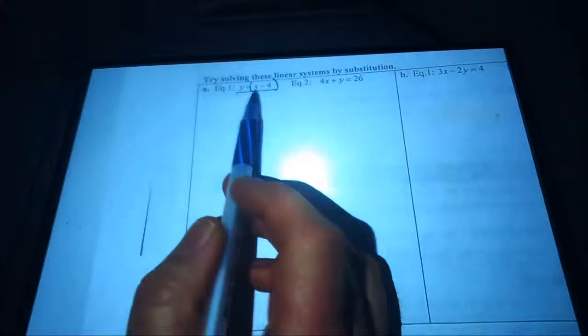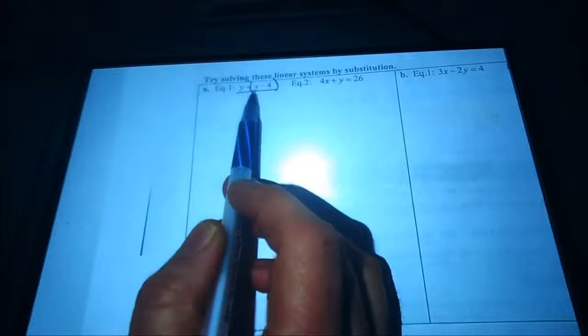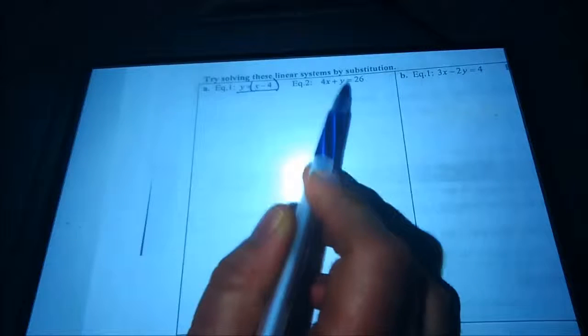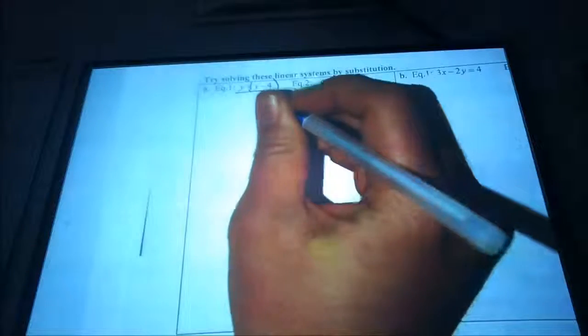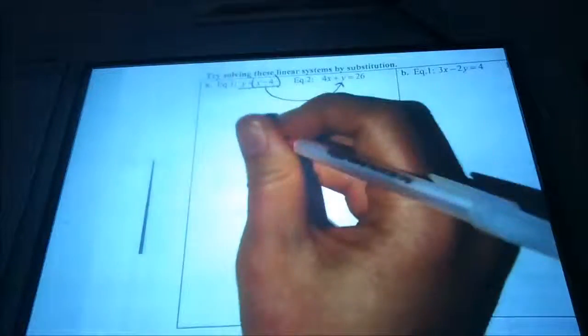I want to take this and substitute it in where? 4x plus y equals 26, right? If y equals x subtract 4, then I can substitute that in for y in my other equation. It's just like five units ago, when it said y equals 3, we just plugged 3 in for y. It's the same thing. Y equals x subtract 4, we're substituting it.